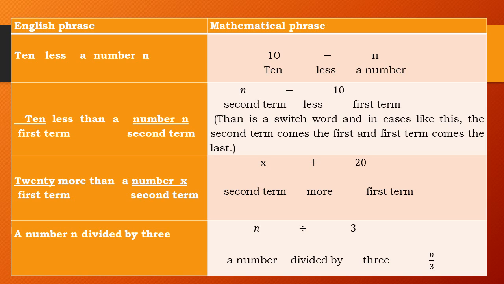Next, we have 20 more than a number x. The first term is 20 and the second term is x. Since there is the word than, we can switch the places of the terms. Instead of 20 plus x, we will make that x plus 20. Next expression is a number n divided by 3. The first term is the number n. The operation we are going to use is divided by. Then the second term is 3. So n divided by 3, or n over 3. You can also read that as the ratio of n over 3.